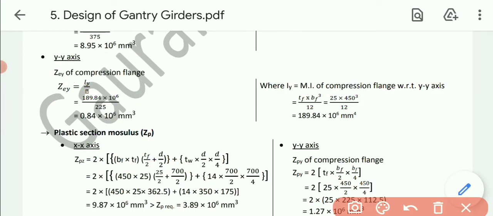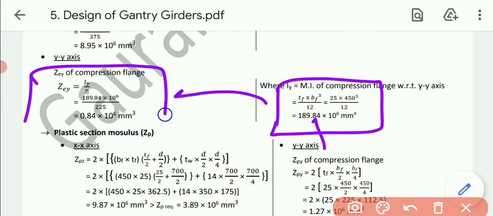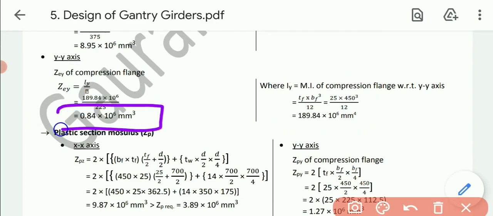See, 25 into 450 cube by 12. So I got the value of Iy as 189.84 into 10 raised to 6 mm raised to 4. Now I need to put this value over here. So Zy equals Iy divided by x bar, that is 189.84 into 10 raised to 6 and x bar, that is 225. So I will get the value of Zy as 0.84 into 10 raised to 6 mm cube. So that's the criteria of the Zy.